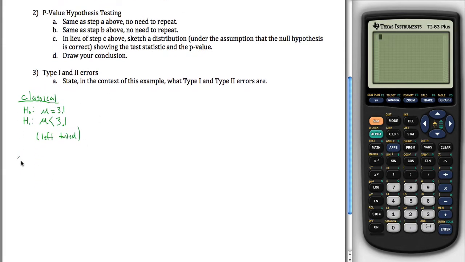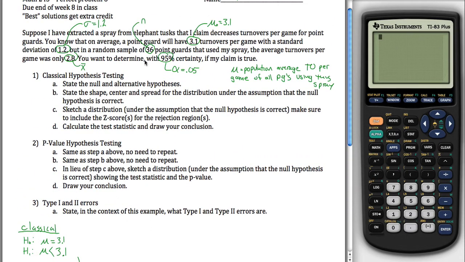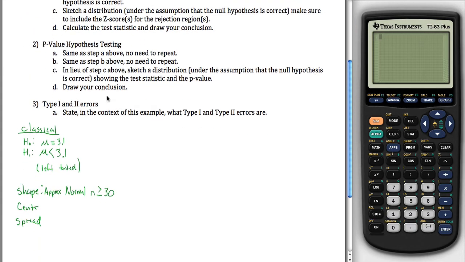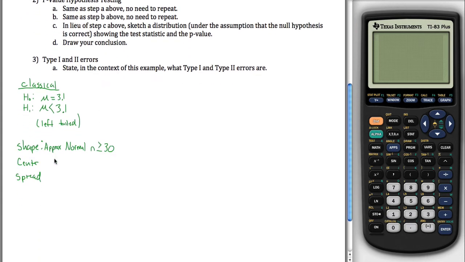Shape, center, spread. These are also the same regardless of what method you use. So this shape, we have approximately normal. I should learn how to abbreviate that, like AN or something, so I don't have to write it on every single problem. Approximately normal, just like every other problem in this class. And the reason why is because our value of n is greater than or equal to 30. Talking quantitative data, and that's our criteria. N in this case was 36. 36 is greater than 30. Therefore, by the central limit theorem, we'll have this shape of approximately normal for our sampling distribution.